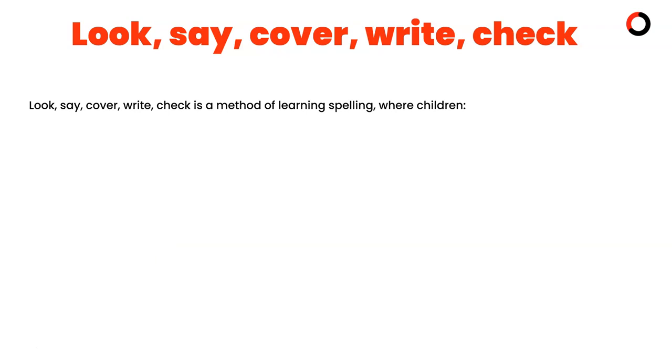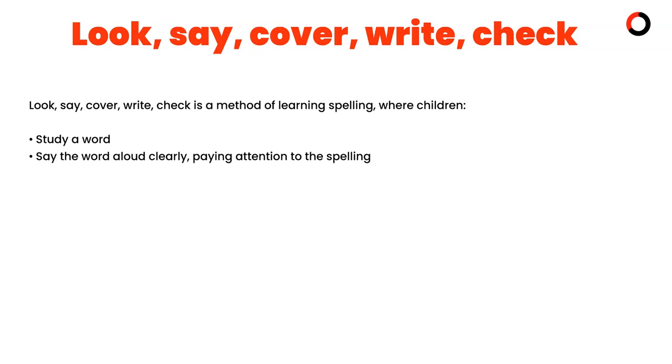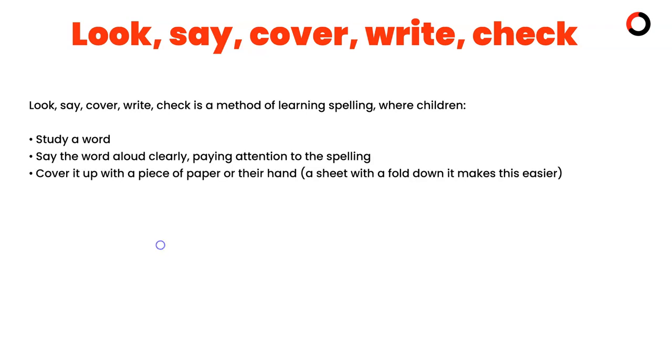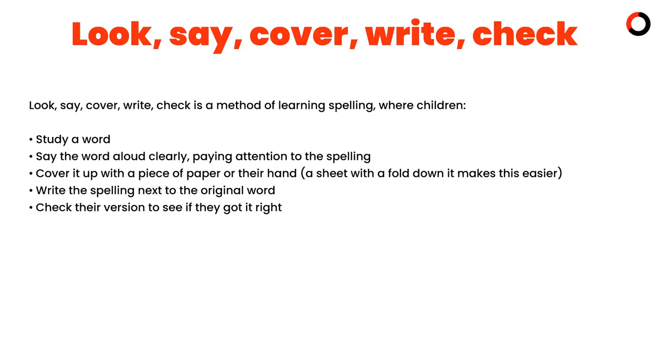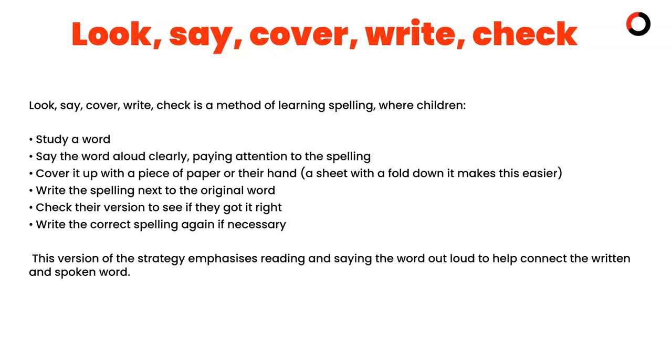The intervention is the look, say, cover, write, check, which is a method of learning spelling where children study a word, say the word aloud clearly, paying attention to the spelling, cover it up with a piece of paper or their hand, write the spelling next to the original word, check their version to see if they got it right, write the correct spelling again if necessary. And this version of the strategy emphasizes reading and saying the word aloud to help connect the written and spoken word.